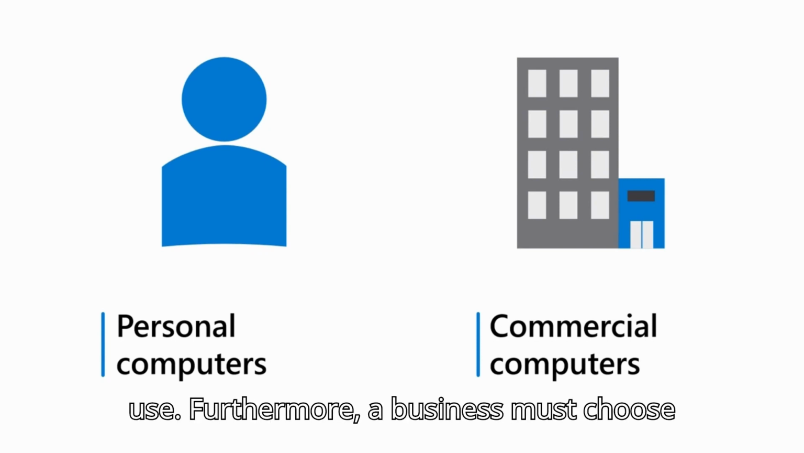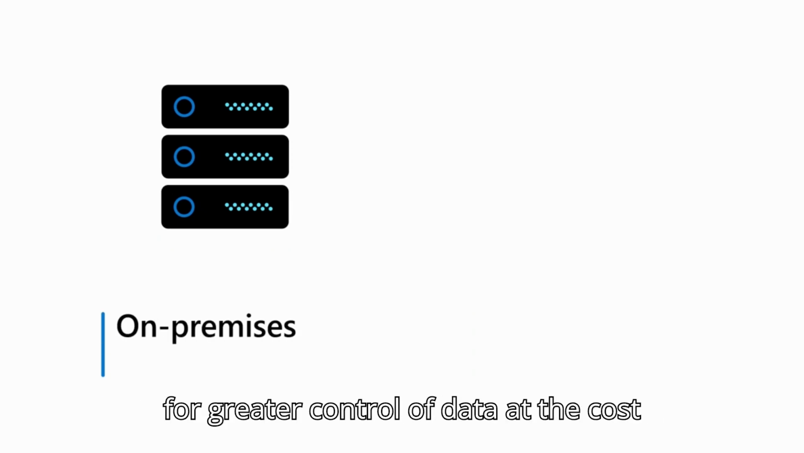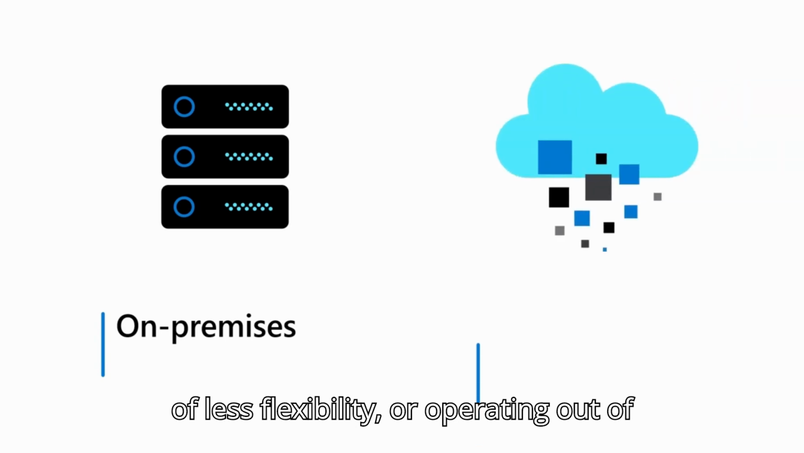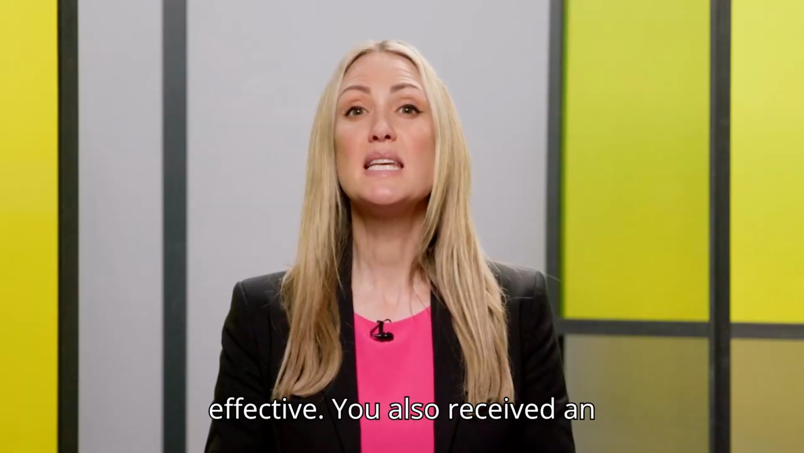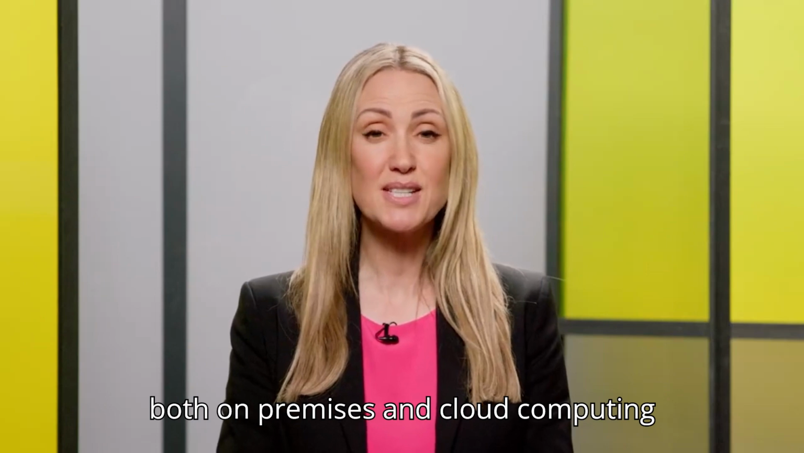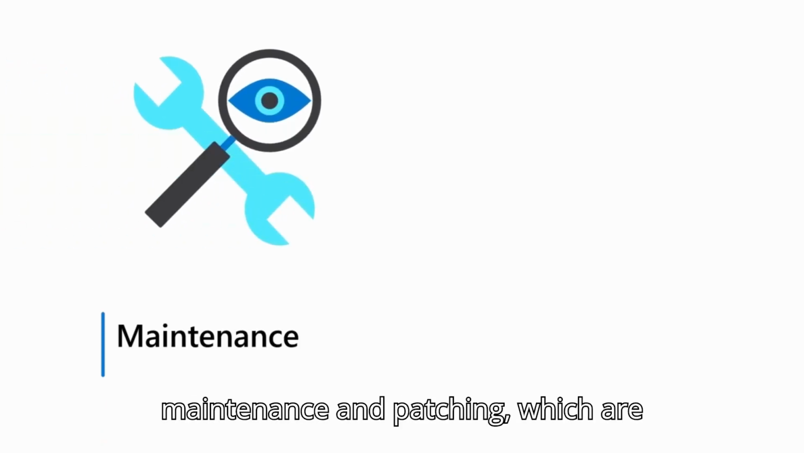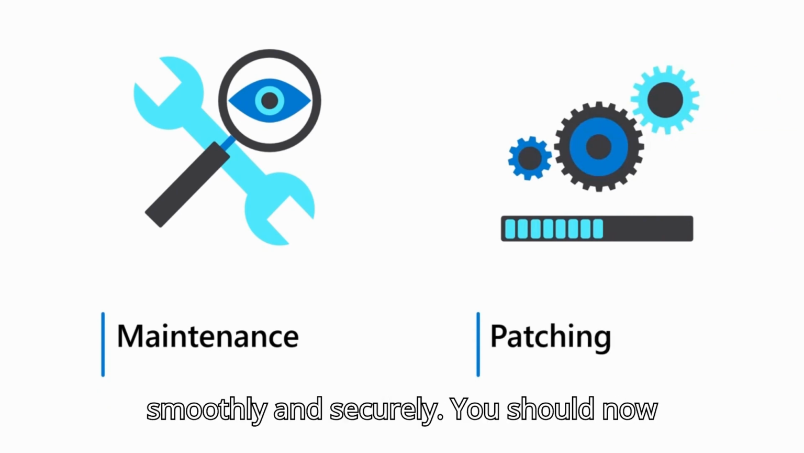Furthermore, a business must choose between having its computing infrastructure on premises, which allows for greater control of data at the cost of less flexibility, or operating out of the cloud, which is typically more cost-effective. You also received an introduction to security strategies for both on-premises and cloud computing environments. You learned that while implementation differs for each approach, both are guided by the same principles. You concluded with an overview of maintenance and patching, which are practiced for keeping software running smoothly and securely.